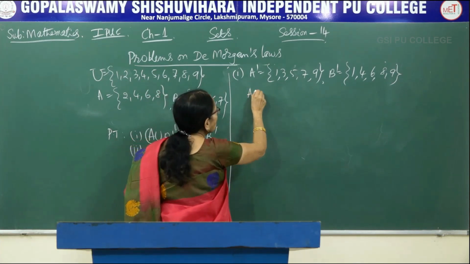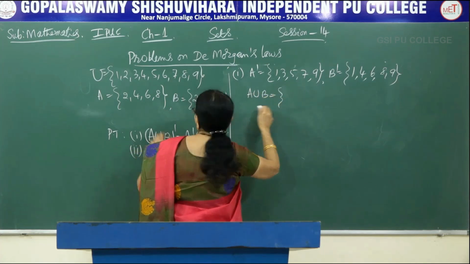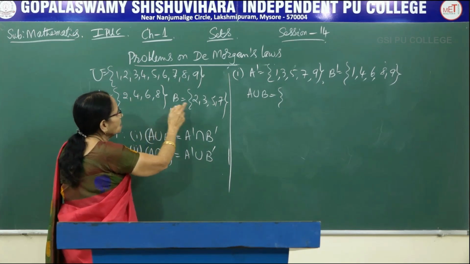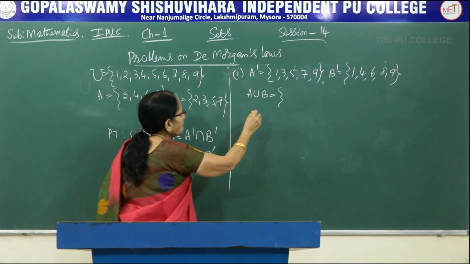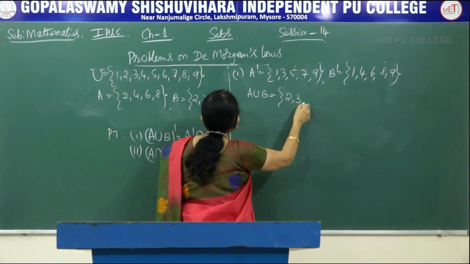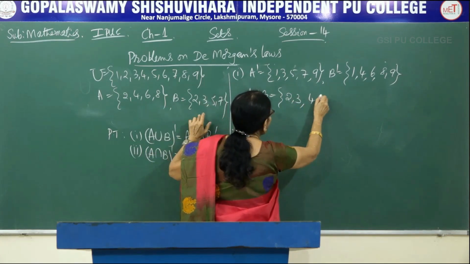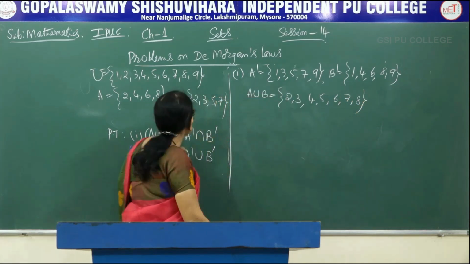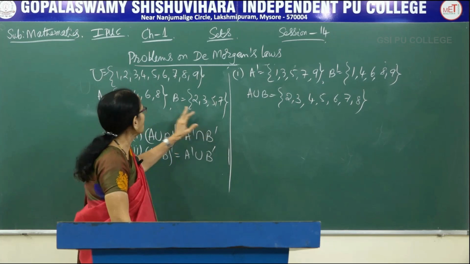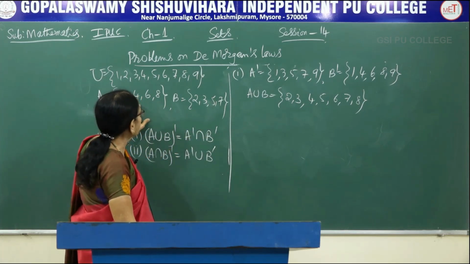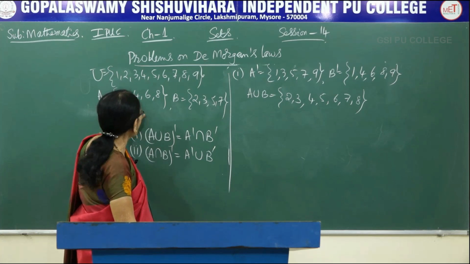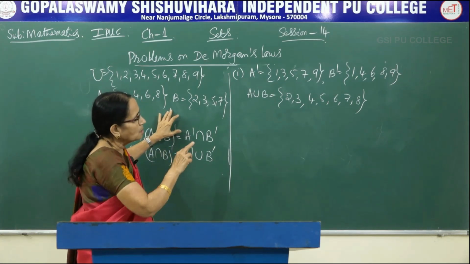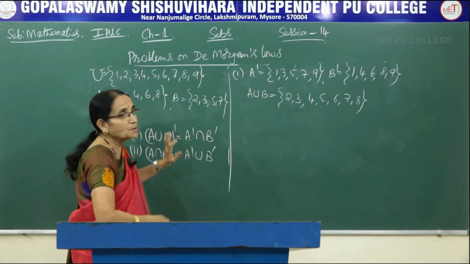We need A ∪ B. That is the combination of this one. We have to combine 2, 4, 6, 8 and 2, 3, 5, 7. So let me write in order 2, 3, 4, 5, 6, 7, 8. Here 4 elements, here 4 elements. Some elements are repeated here. See, 2 is repeated, so there is no need to write it 2 times, you write only 1 time. Now these are the elements present in the union.